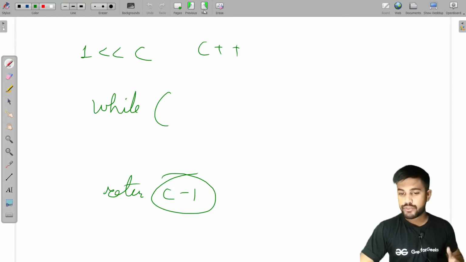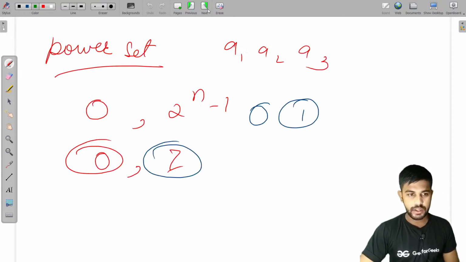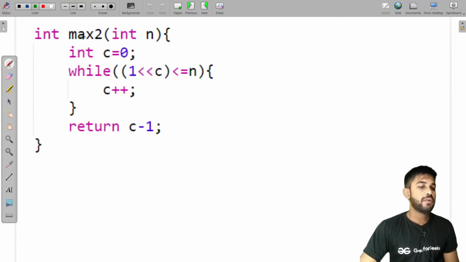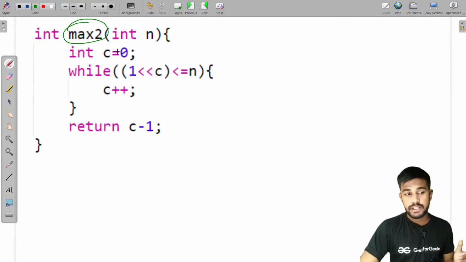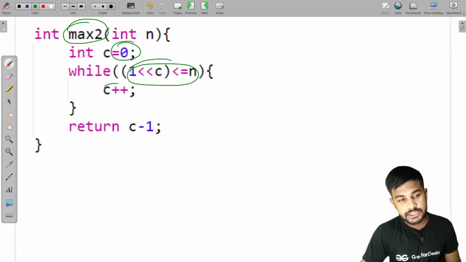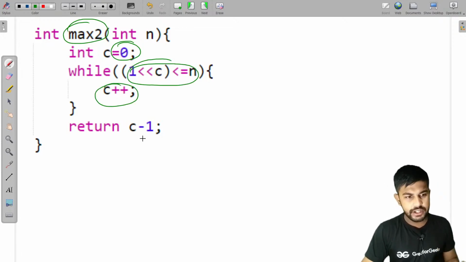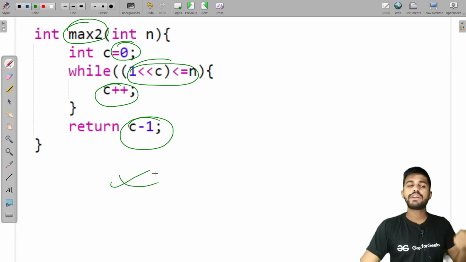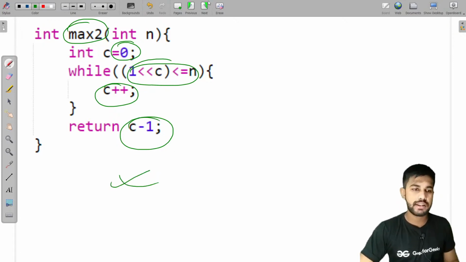So now we would move to the implementation. I hope I am clear with the problem explanation. Now to take out the maximum value which is within the range, c is equal to 0, and while it is within the range we are just incrementing it. At the end we are returning c minus 1. This is how we are taking out the maximum power of 2 which is less than the number.